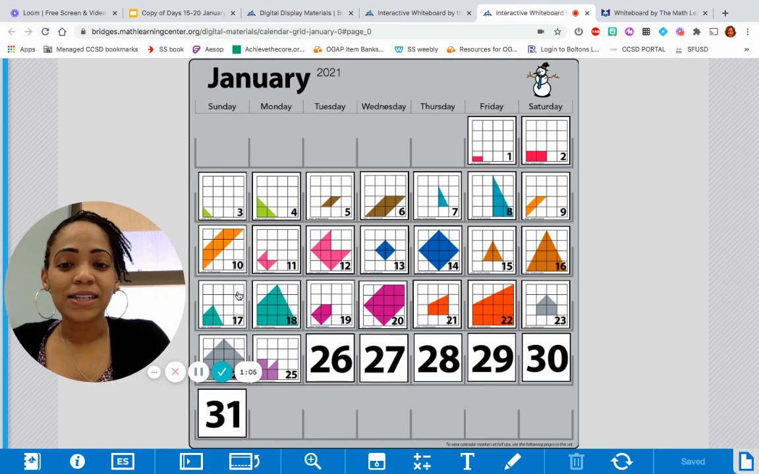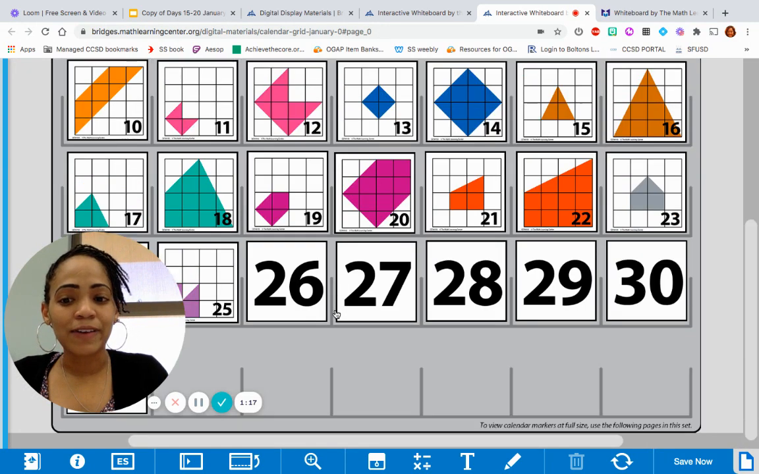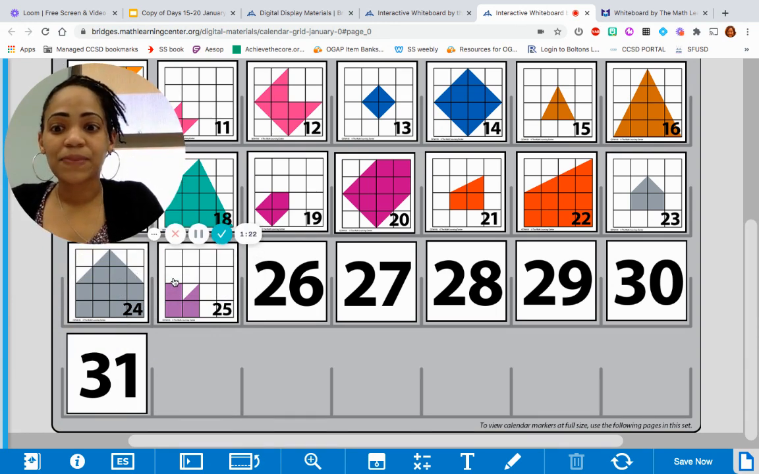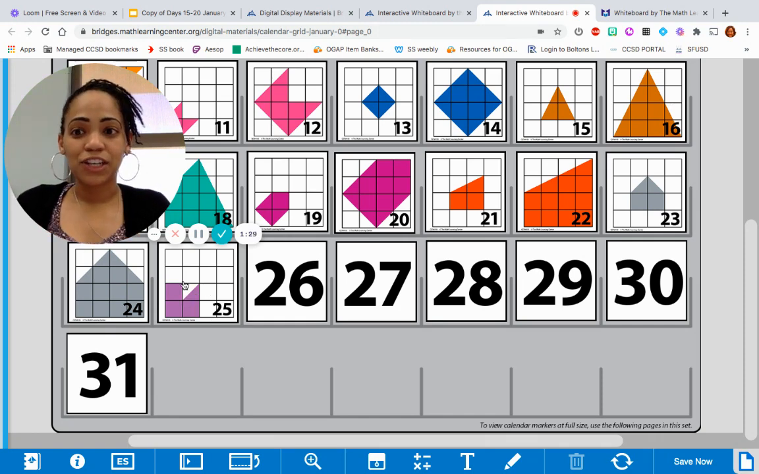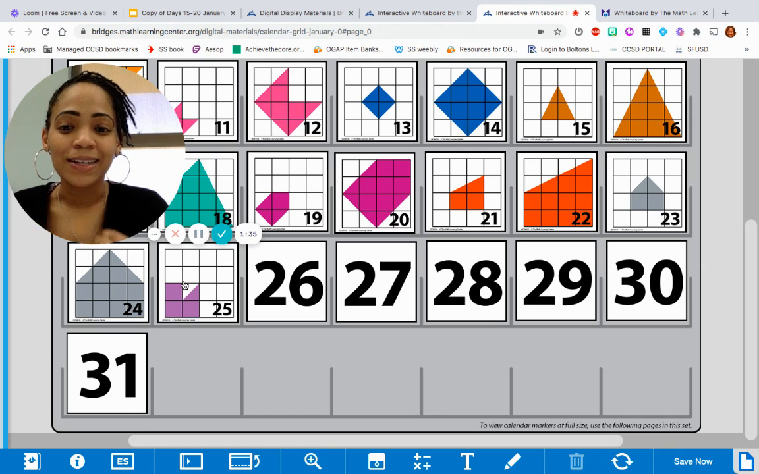But first, take a look at our calendar grid. I have updated our calendar pieces for the weekend and for today. We have pentagon, and now we have what looks to me like an irregular shape. And the way we name this shape is we still count the sides. One side, two sides, 3, 4, 5, 6. The six-sided shape we call a hexagon. So this shape is a hexagon, okay?